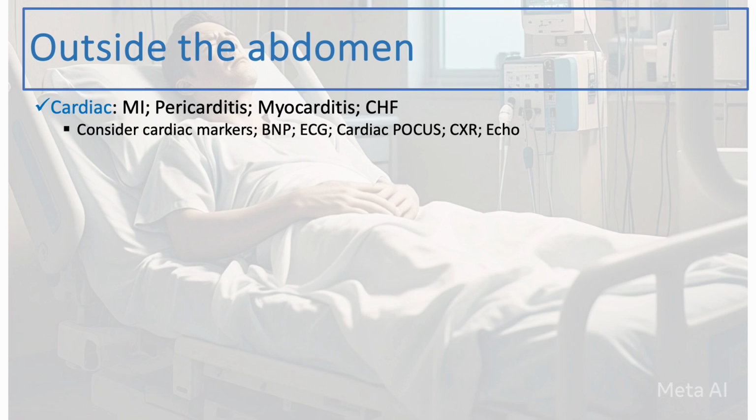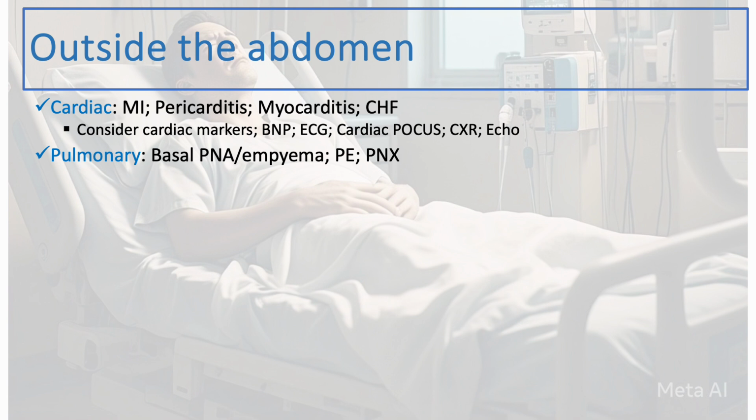So for these patients, again, consider appropriate history and exam. Consider cardiac markers, specifically troponins. Do an ECG if the suspicion is there. Cardiac POCUS would be very helpful. Chest X-ray, and also an echocardiogram if indicated.